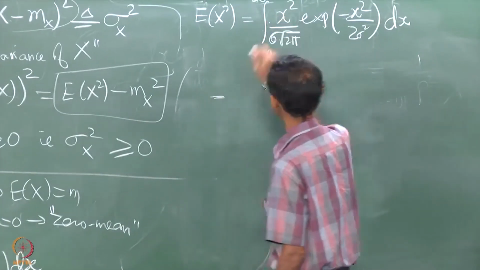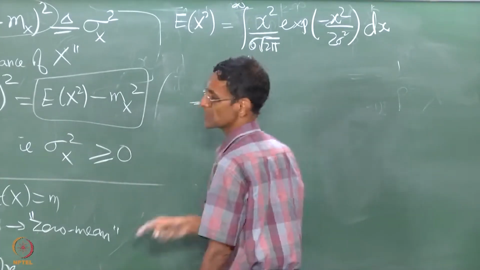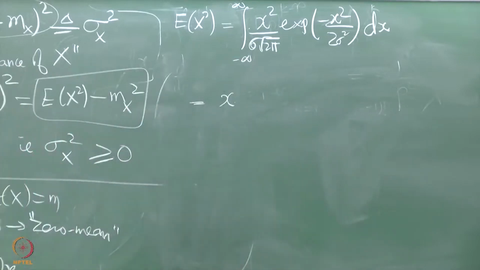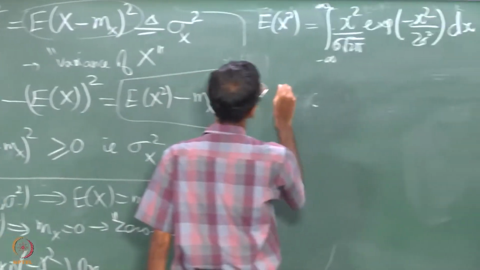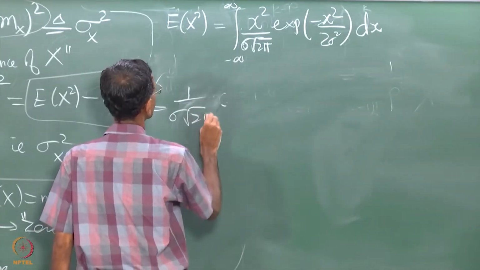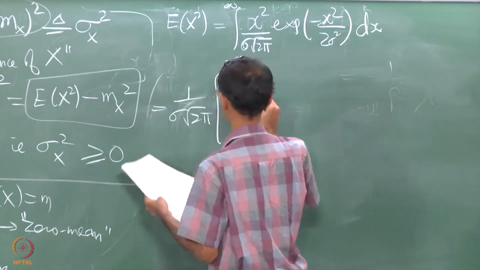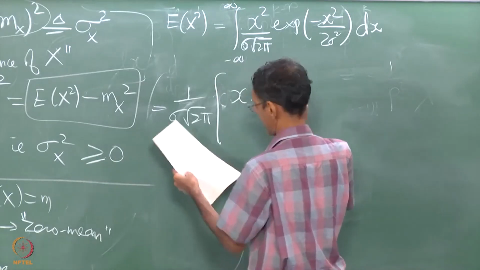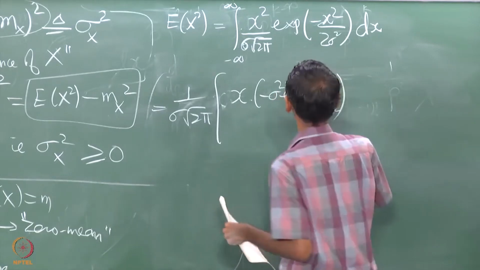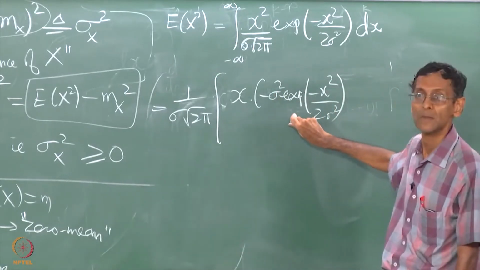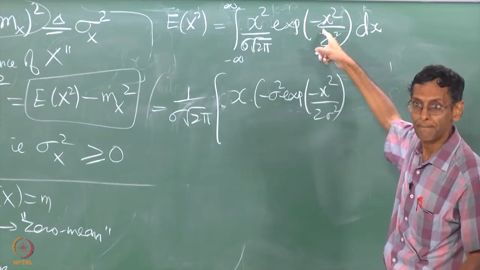So this I will write as x into x, and I will write this as x times the integral of the remaining part. Let me pull out this 1 by sigma root 2 pi outside. So it is x times minus sigma squared, this is the antiderivative of what? This is the antiderivative of x into this.